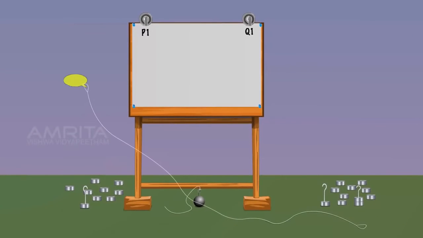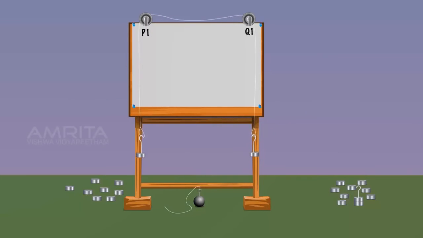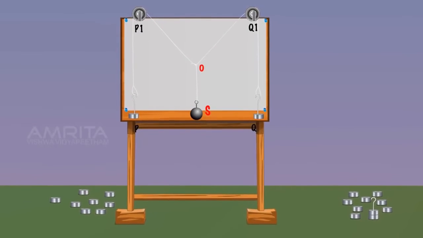Take a thread and pass it over the pulleys and hang equal weights, say 20 grams, to both ends. Mark them as P and Q. An unknown weight attached to a third string is tied to the middle of the first thread and marked as O and S. Hang another 20 grams to both ends.